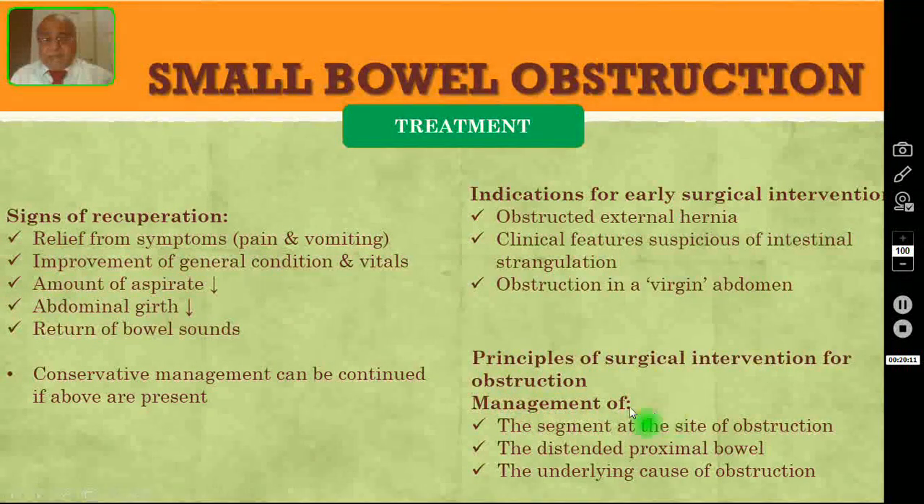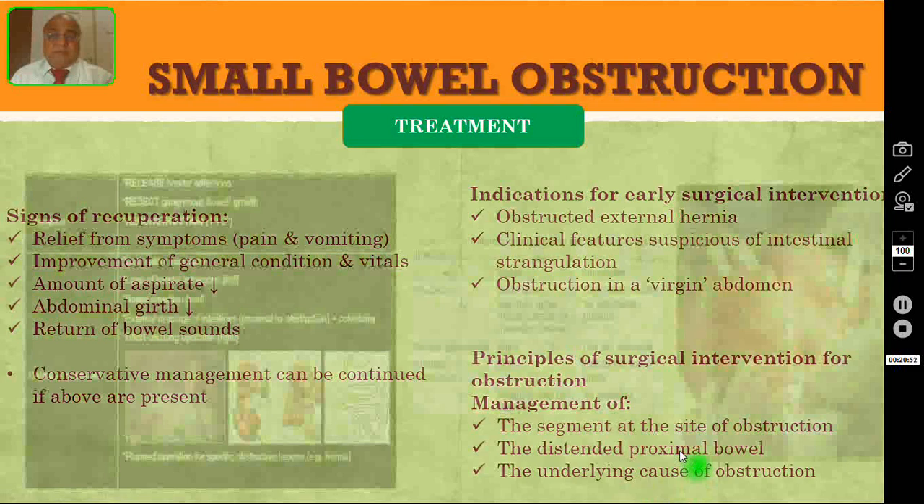So what are the principles of surgical intervention? You have to manage the segment at the site of the obstruction, you have to manage the distended proximal bowel, and you have to manage the underlying cause for obstruction. I told you there are many causes. Whatever the cause, if it is a post-op adhesion, you have to do adhesiolysis. If it is intussusception, depending upon whether the bowel is viable or not: if viable, you can just reduce the intussusception. If it is non-viable bowel, then you have to go for resection and anastomosis. Whatever bowel is strangulated or already non-viable, you have to resect and do end-to-end anastomosis.